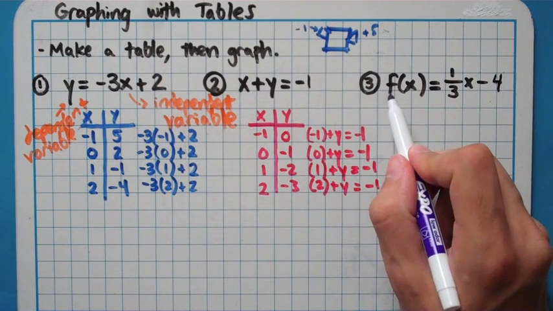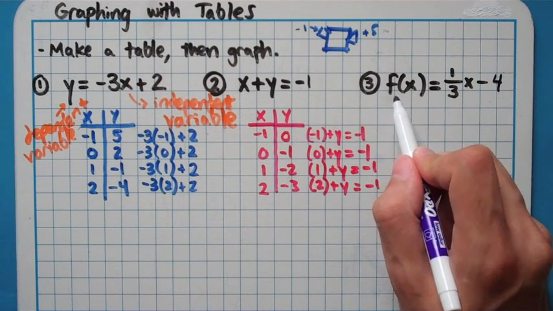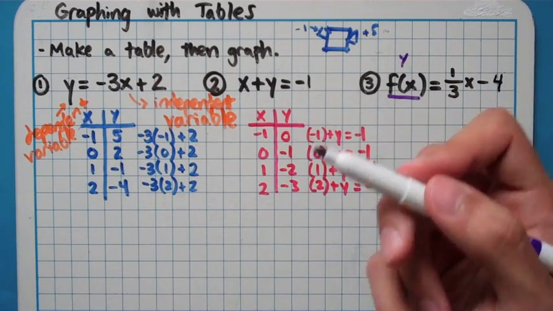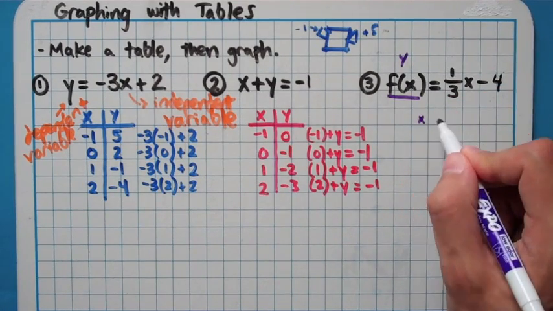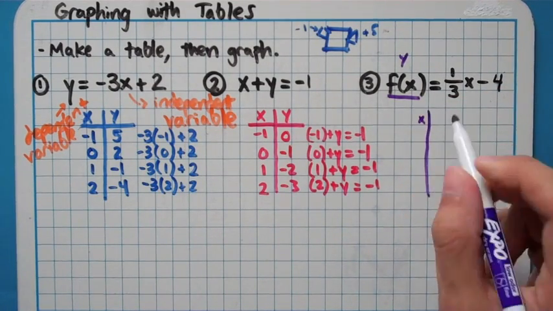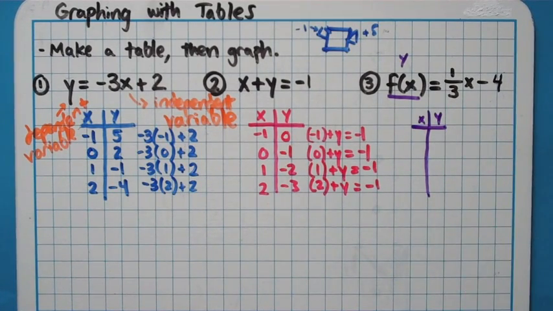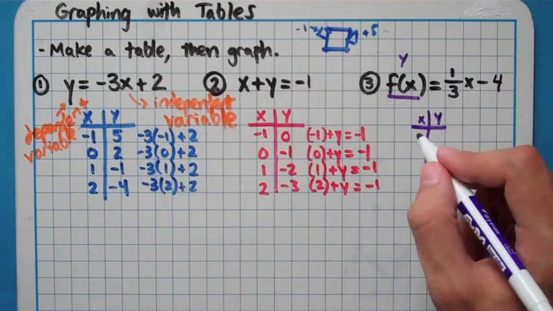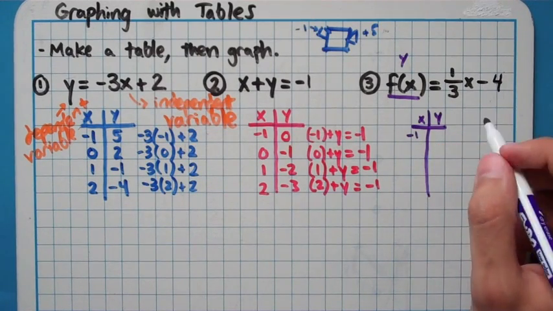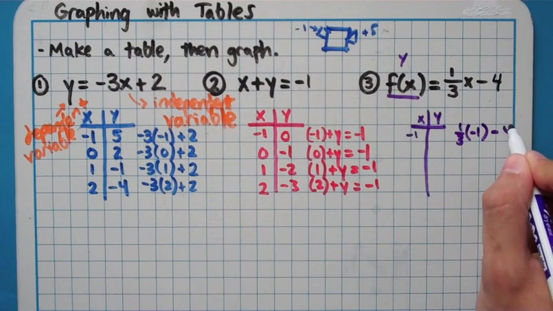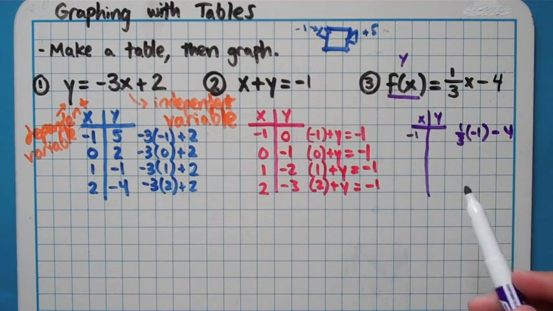The f of x right here, remember, that's just another way of expressing your dependent variable. So this guy right here really is treated like a y, if it bothers you that it's f of x. So I'm still going to make my nice little table here. And for this one, when I'm plugging numbers in, there's nothing that says you can't do that -1 like before. If you do that, you get 1/3 times -1 minus 4. Trouble is, if you do that, you're going to get a decimal.